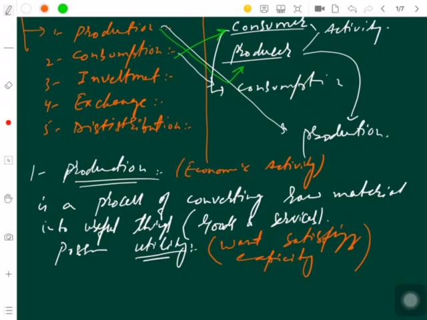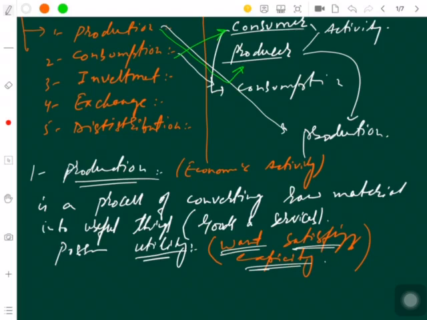So that thing which you are using has a utility. It is able to fulfill your want this time. What is your want? To watch the video, to learn something. So everything has got a utility. So production is an economic activity. It is a process of converting raw material into useful things. Those useful things have got certain utility. That is what we are looking for.